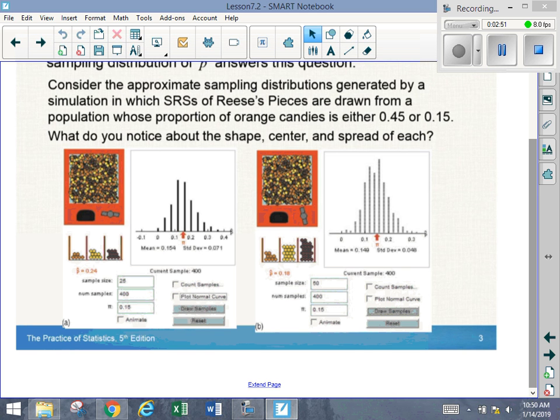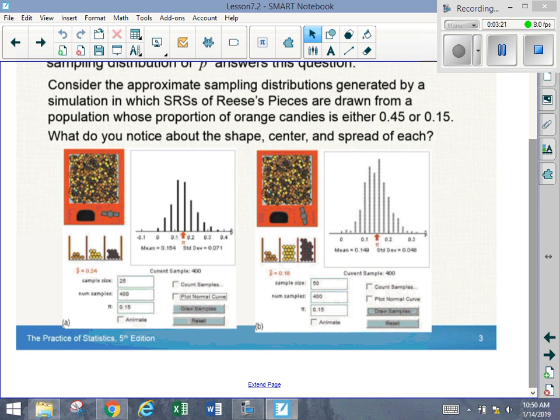So we got 400 samples. Sample size was 25, I think. It's really hard to see on the board here. What do we notice? It looks like, if we were to compare our centers, our mean is 0.154 for this one. And for this one, our mean is 0.149. Fairly close means, right?